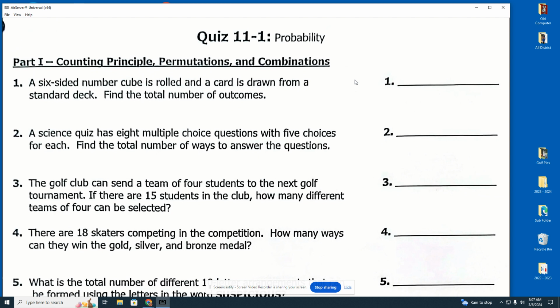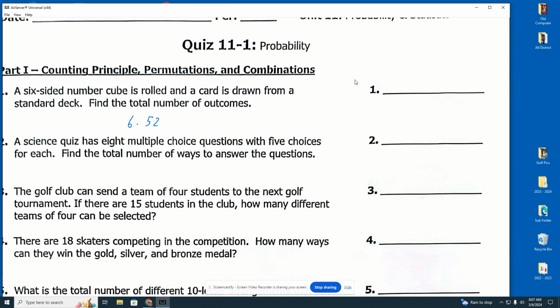Yeah, you got a six-sided number cube. How many possibilities for that? 6 for sure, right? But then you also have the standard deck of cards that have how many cards in it? 52. So there's 6 different possibilities with the number cube. There's 52 different possibilities for this deck of cards. So in all, there's 6 times 52 possibilities. 6 times 52 total number of outcomes. So 6 times 52 is 312. There's 312 different possibilities. Does that make sense?